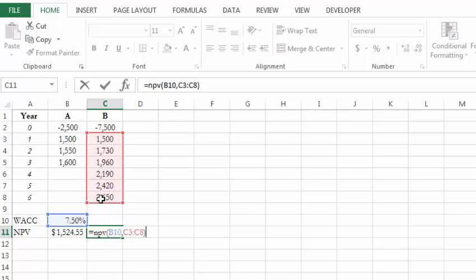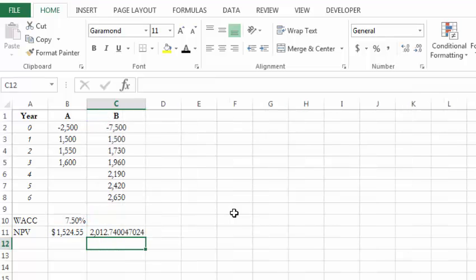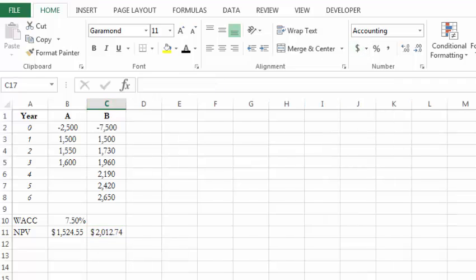Close parenthesis, plus my initial investment. And I'm going to hit enter, and unfortunately it did the same stupid thing. And I'm going to then get it to go small again. It has 2012.74 in net present value. Now we wanted to do net present value because EAA uses net present value as an input.